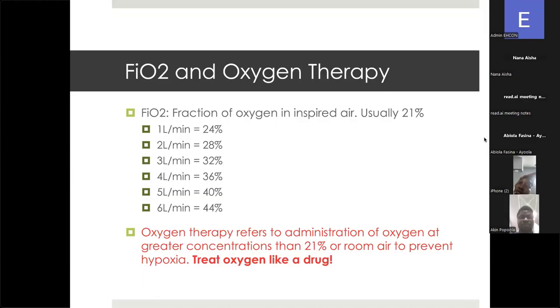So oxygen therapy refers to the administration of oxygen at concentrations that are greater than ambient or 21%. Once you start to give supplemental oxygen, you are then administering oxygen therapy. And once again, I can't emphasize this enough. We have to treat oxygen as a drug.